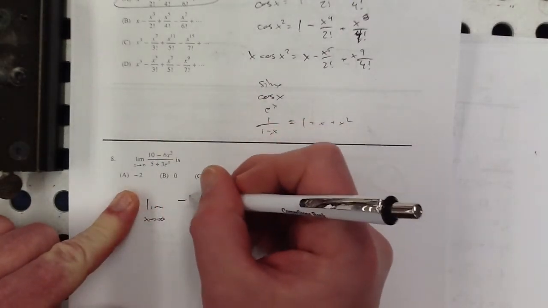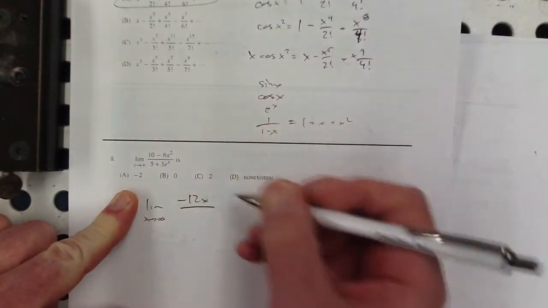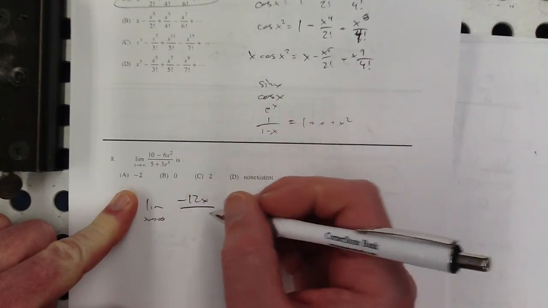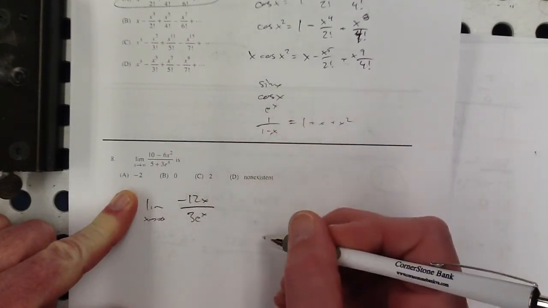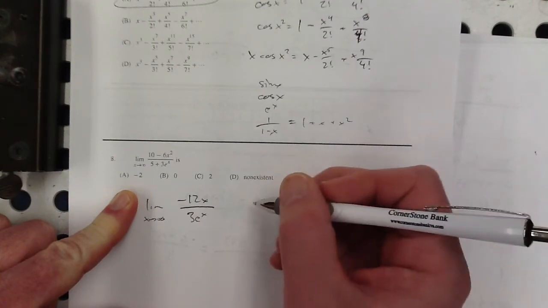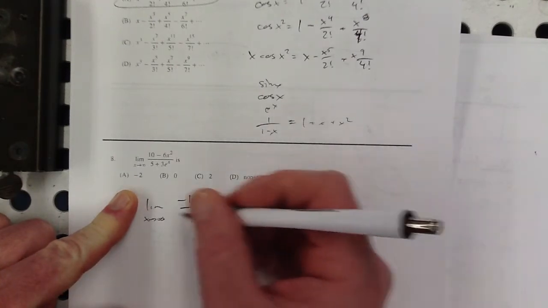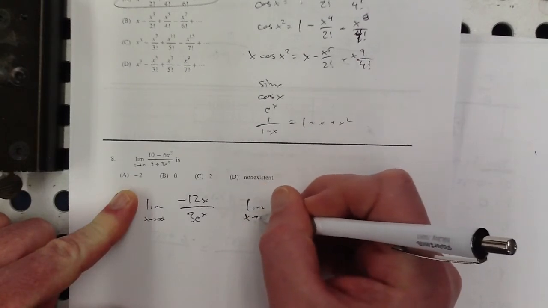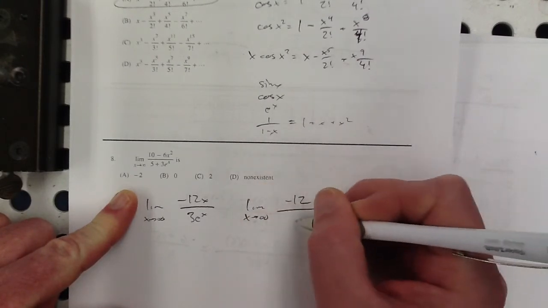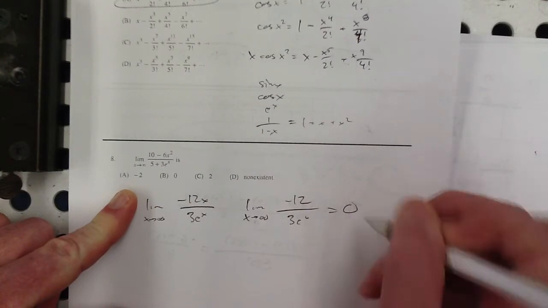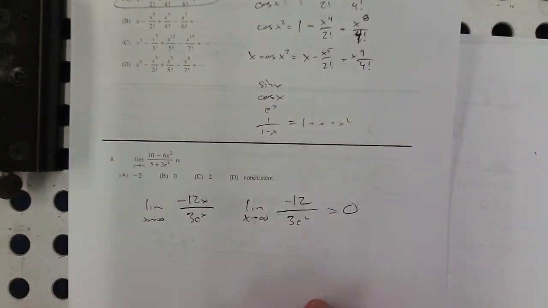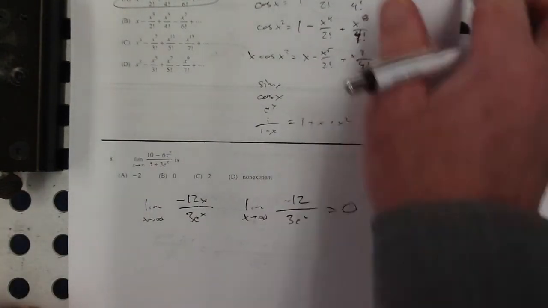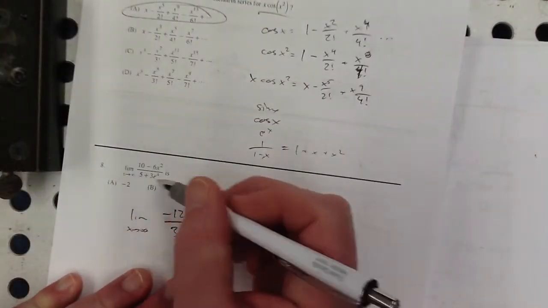That's going to be minus 12x on the top, and then on the bottom it's going to be 3e to the x. And then if I L'Hopital, that's still infinity over infinity. I think I see where this is going. If I L'Hopital one more time, then the top is just going to be negative 12, and the bottom is still blowing up, so that's going to go to 0. Which is B.